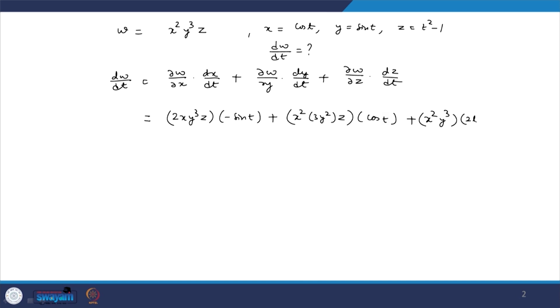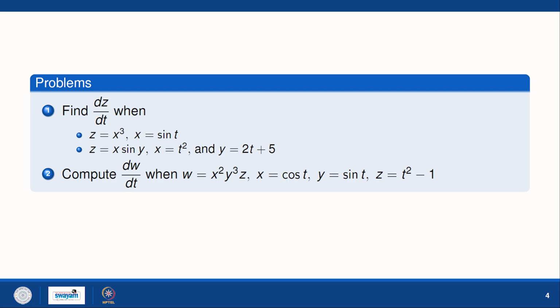2t. Now, you can further substitute x as cos t, y as sin t, and z as t square minus 1 in this problem to find out the dw by dt expression in terms of t only. So, this is a simple implementation of chain rule. Now, let us discuss other examples.